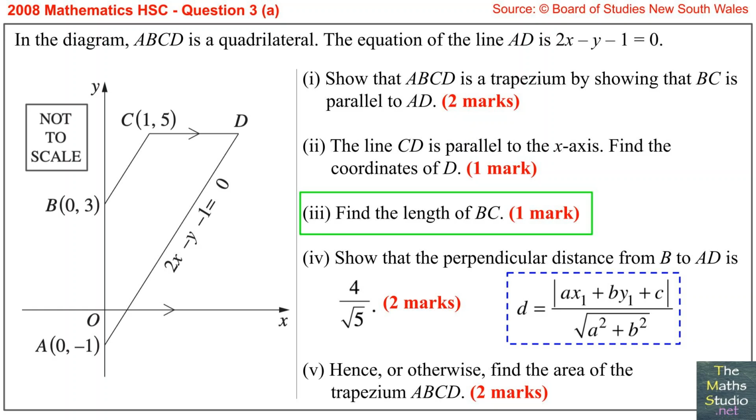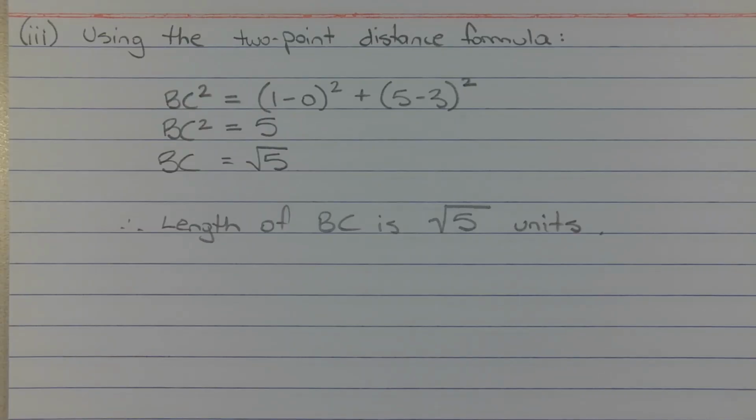Part 3. Find the length of BC. Since we have the coordinates of points B and C, we can use the 2-point distance formula to find the length of BC, since we treat BC as the hypotenuse of a right-angled triangle. So BC squared is equal to 1 minus 0 in brackets squared plus 5 minus 3 in brackets squared. So we get BC squared is equal to 5. Taking the square root of both sides to make BC the subject, we get BC is equal to the square root of 5. Therefore, the length of BC is the square root of 5 units.